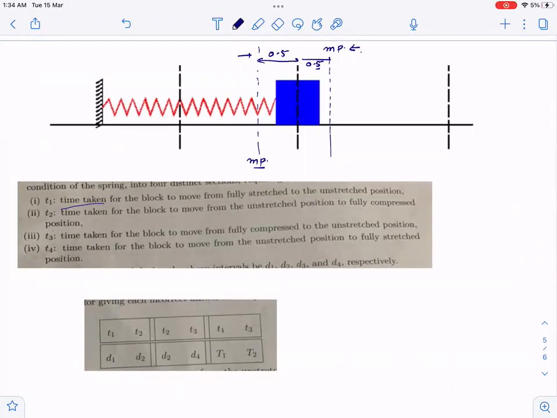Fine. So let us see. I'm going to now mark the timings. So T1 is the time for the block to move from full position to unstretched. So this is T1 time. Right? This distance was 10 initially. I'm marking this as 10. And this distance was 9. We calculated this as 9. And T2 is the time taken for the block to move from this position to fully compressed. So that means this time is T2.